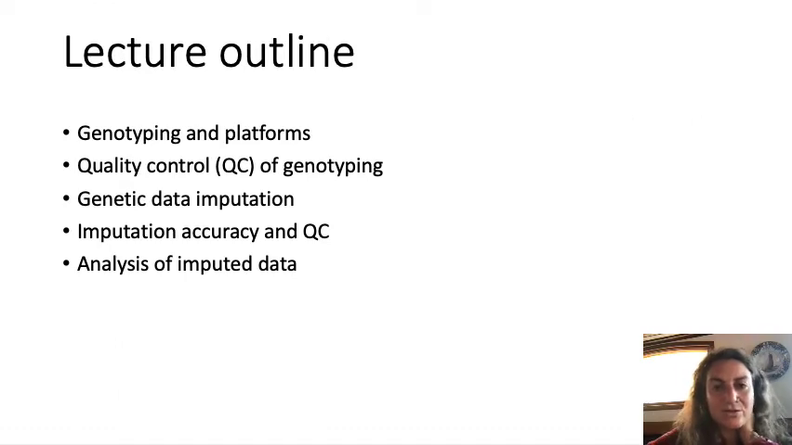So here you see an overview of the lecture. We will shortly go over genotyping platforms and options, and quality control. Then I will talk about the definition and purpose of imputation and how it is done. This is going to include reference data, tools, analysis of imputed data, imputation accuracy, and QC.